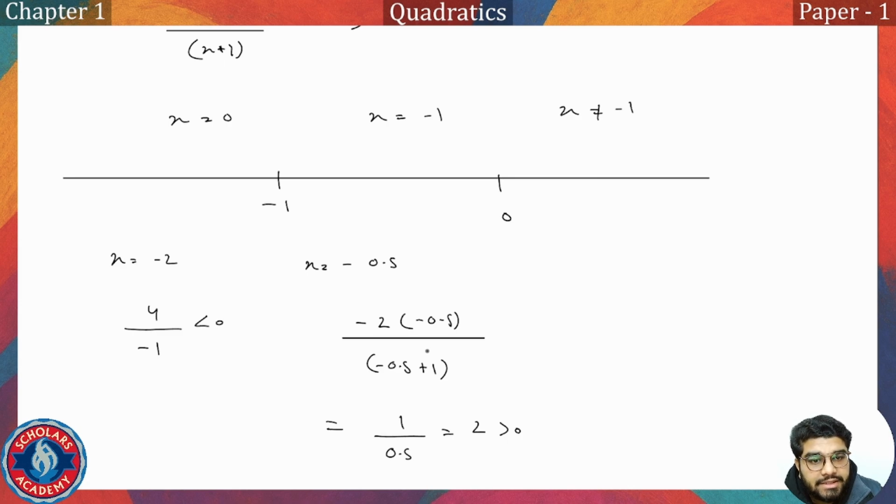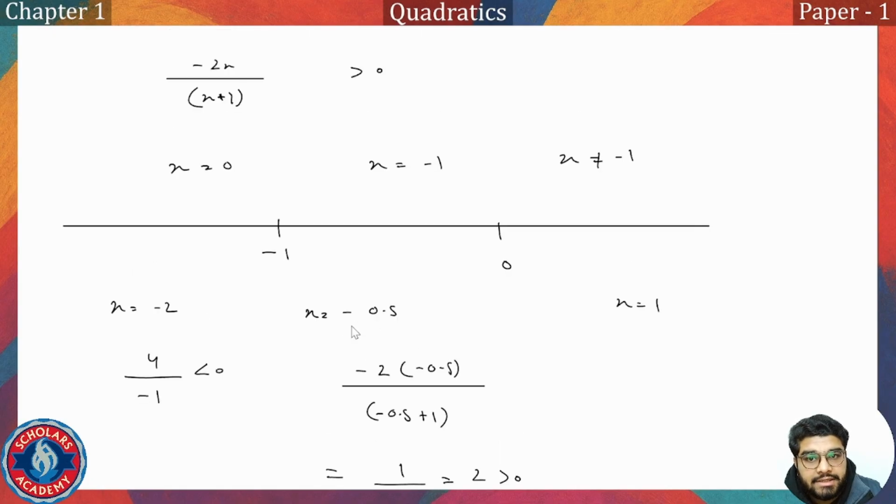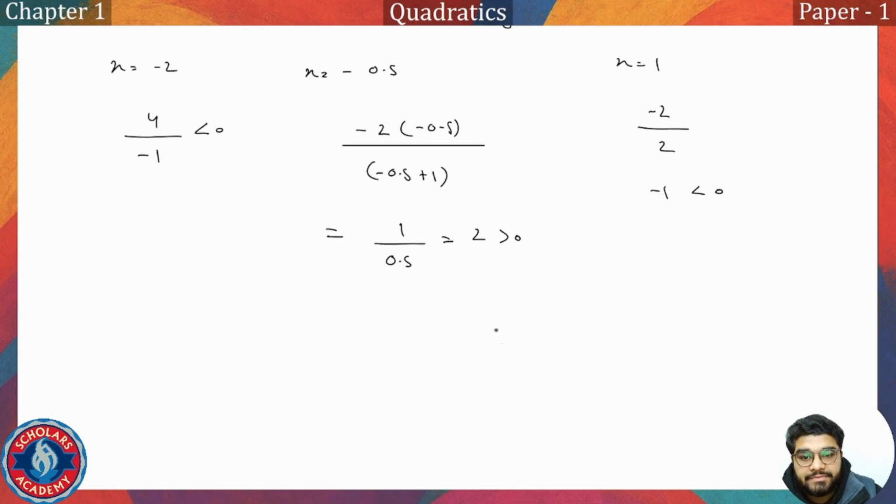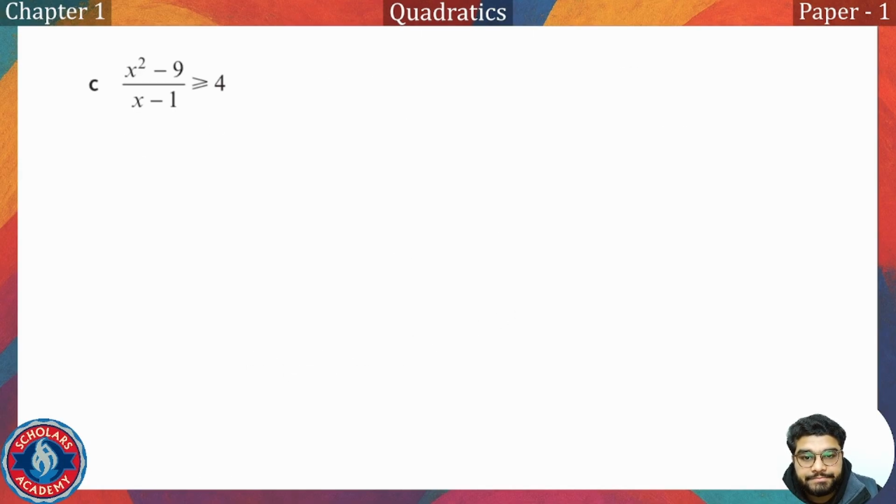And if I check the third interval, I take x is equal to 1. If I substitute it, what I get is negative 2 divided by 2. That is negative 1, which is less than 0. So the interval that we'll take is from negative 1 up till 0. So negative 1 is less than x is less than 0. So this is our answer. I hope it is clear. Let's move forward.